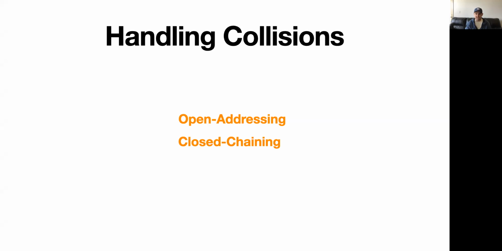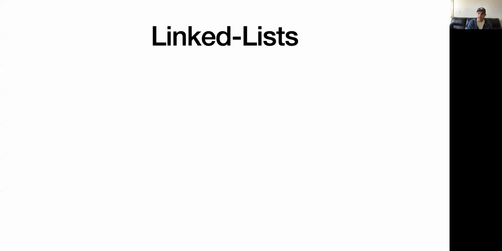But closed chaining uses a simple array to store the indexes and then a linked list to handle any collisions. Think of it as an array of linked lists. That's probably the easiest way to think of it. Now, before we dive into the implementation, let's just do a really quick recap on linked lists. I promised you that would happen, so let's do it.